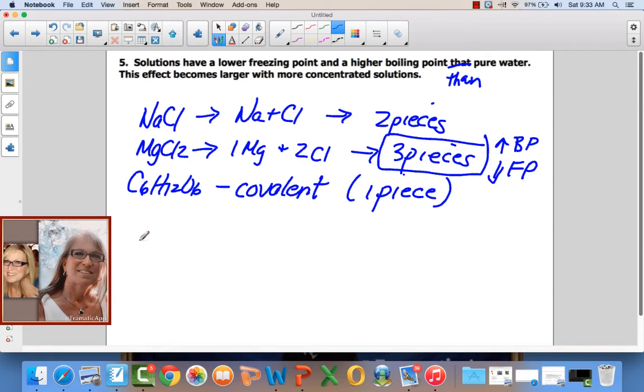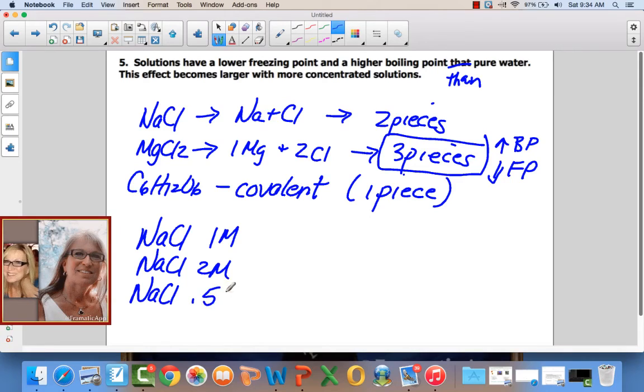Now, if I'm given the same substance, NaCl 1 molar, NaCl 2 molar, and NaCl 0.5 molar, this solution will have the greatest effect because it has more concentration. So there are 2 ways to look at how freezing point and boiling point are affected: the number of pieces and the concentration. But you have to remember anything covalent is always going to be 1 piece.